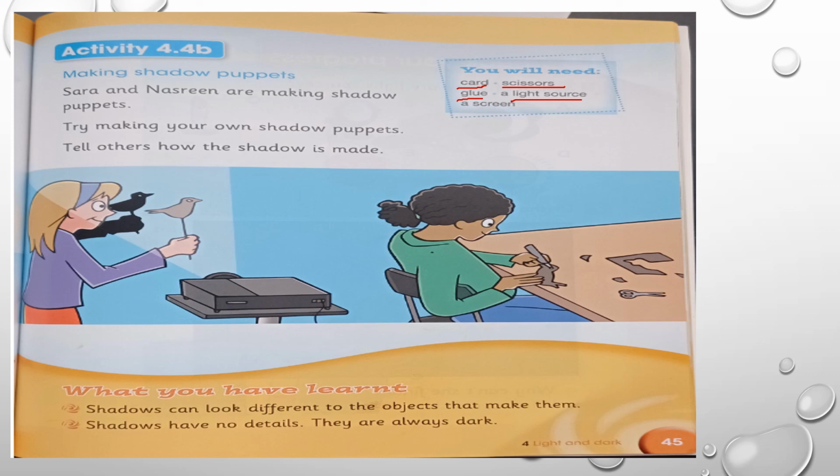So, in this lesson, shadows can look different to the object that makes them. Take note of that. Shadows have no details. Remember, they are always dark.